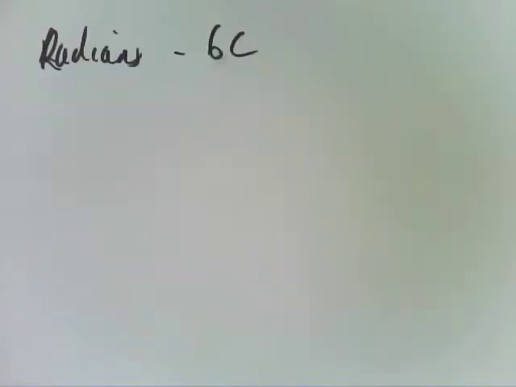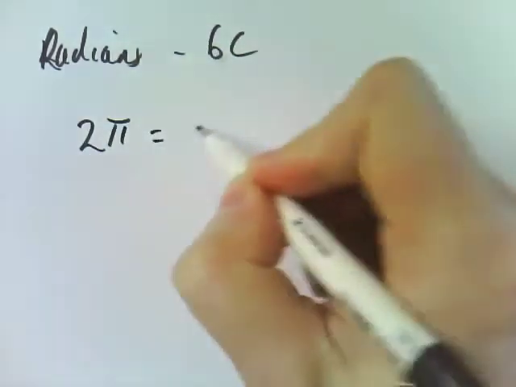Radians. Okay, so we're used to measuring angles in degrees. There is another unit of measurement, and it's got to do with our trig ratios, and that unit of measurement is 2 pi as a full circle. So 2 pi equals 360 degrees.